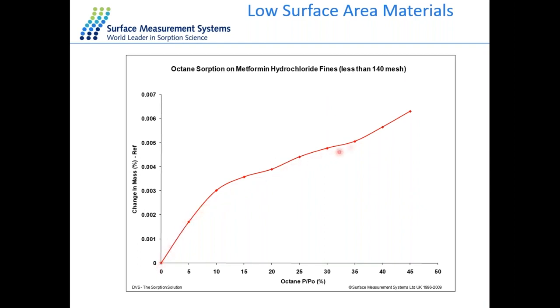Here is the isotherm. You notice I've only collected the isotherm from 0 up to 45% P over P naught, because that's all I really need. All I need is adsorption data between 5 and 35, or 10 and 40% P over P naught, because that's what's considered the BET range. It's not necessary to measure the entire isotherm, although we do recommend it.